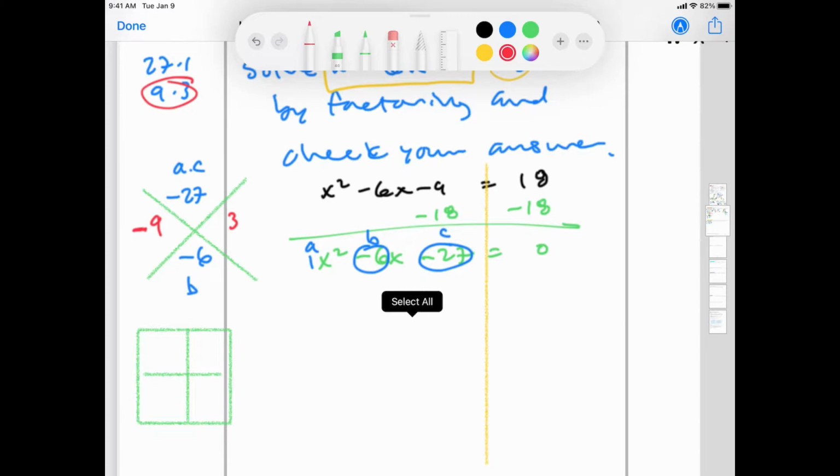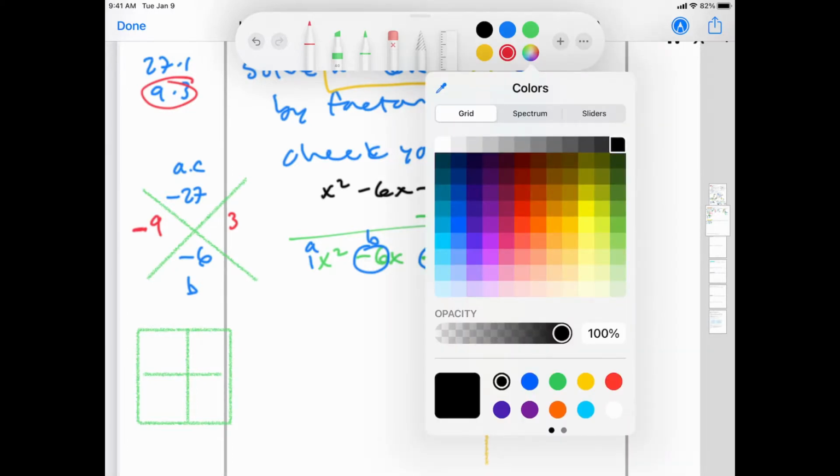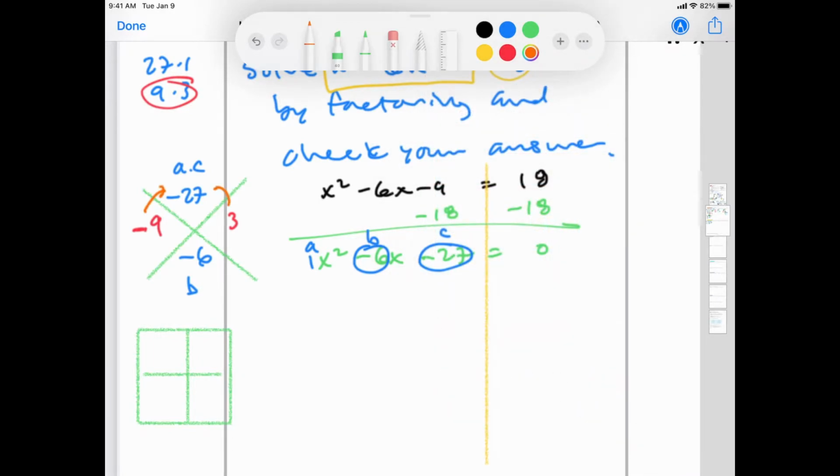So, let's review how to do that. We thought of these two same numbers in red. They have to be the product or multiply.